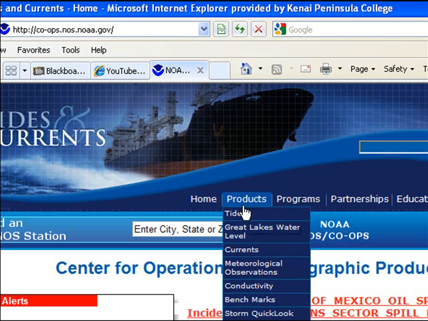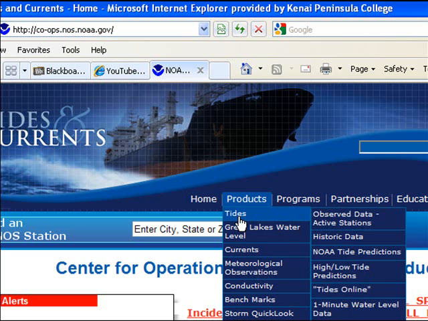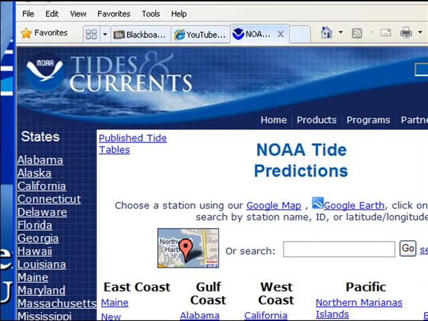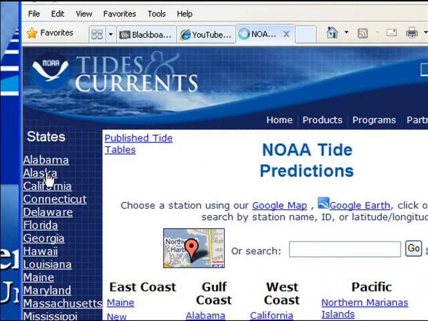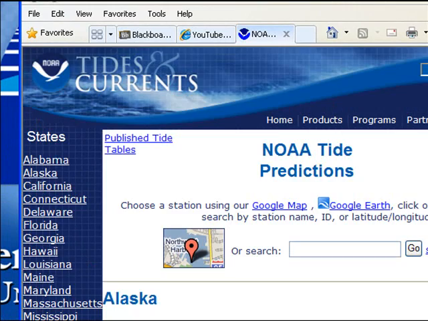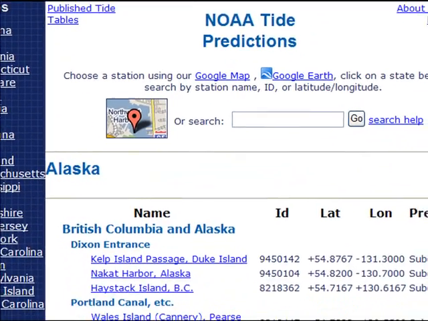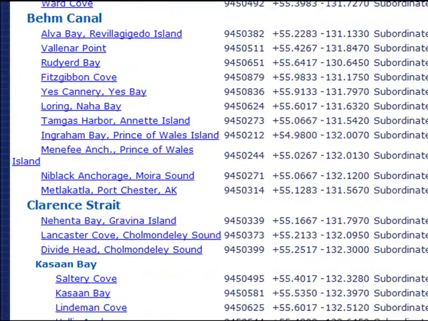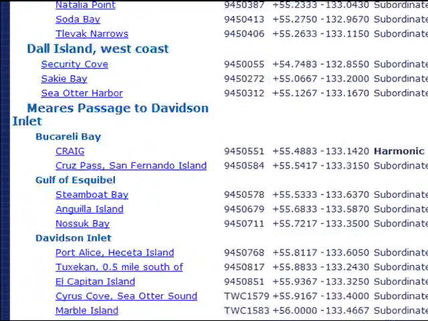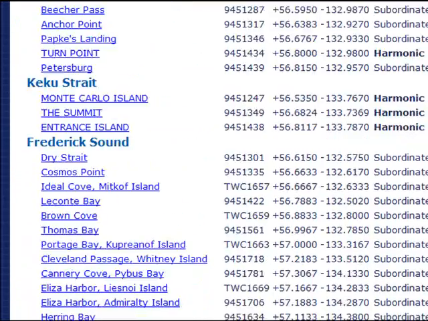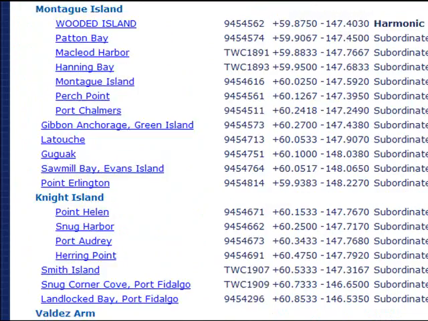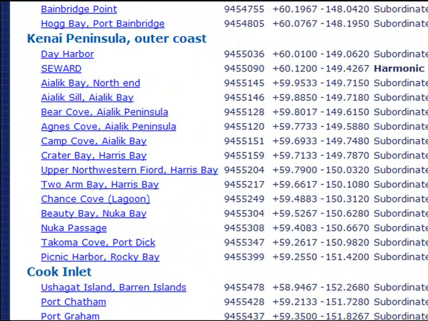Go to this website, go to products, move down to tides, then go to NOAA tide predictions, and then move over here and it says Alaska. Then you're supposed to do it for Kodiak Harbor, and I'm going to use my example for Kenai. There's a lot here till I find it. Okay, there it is.